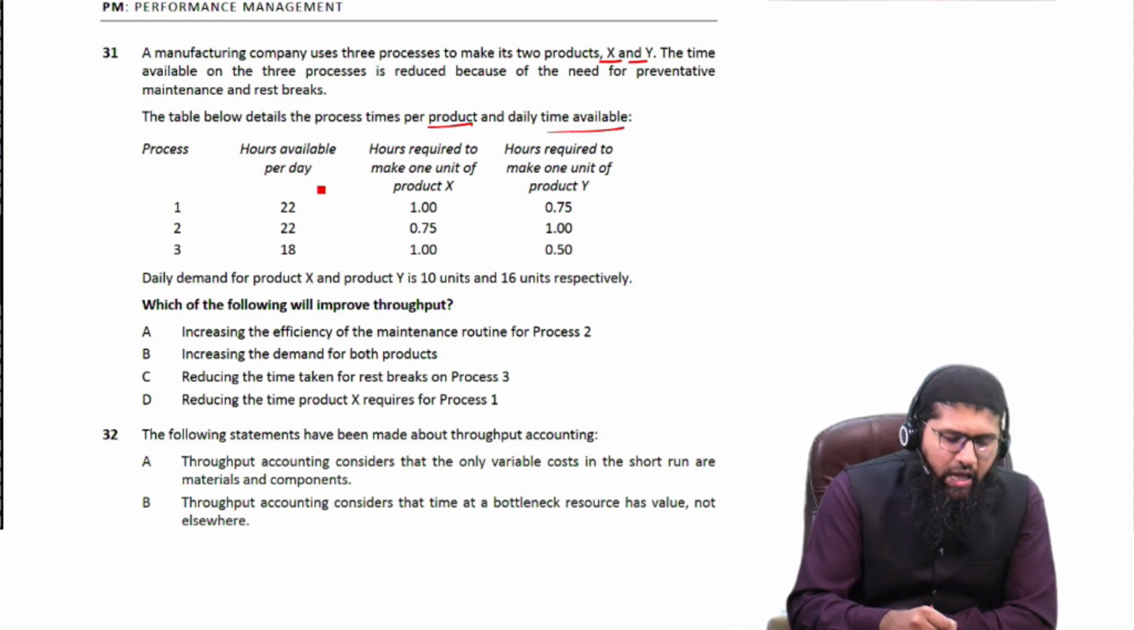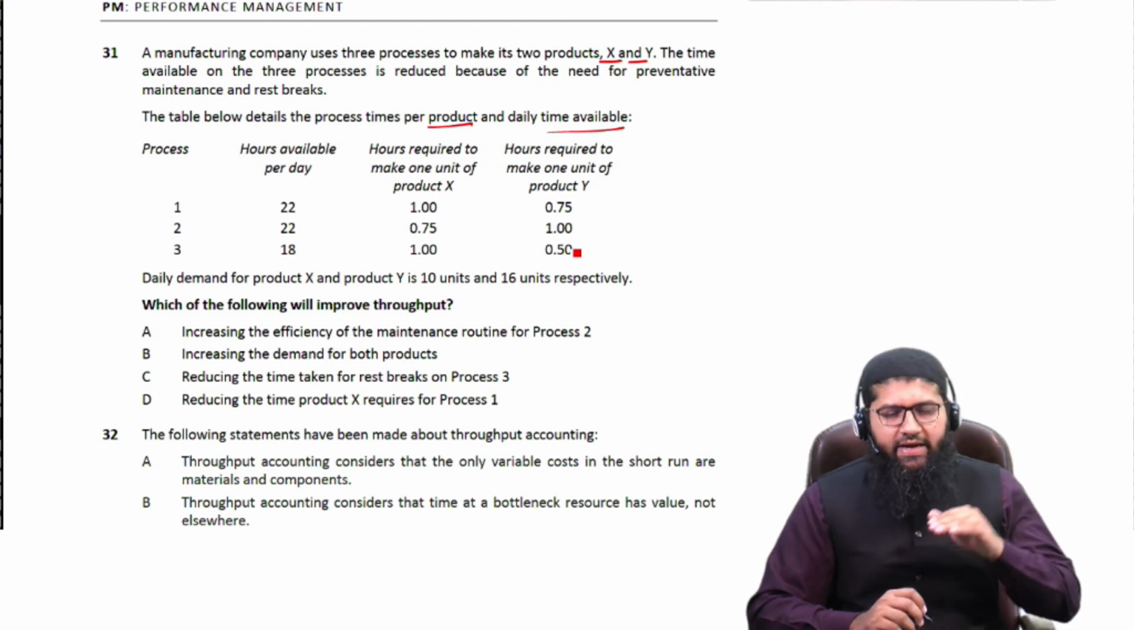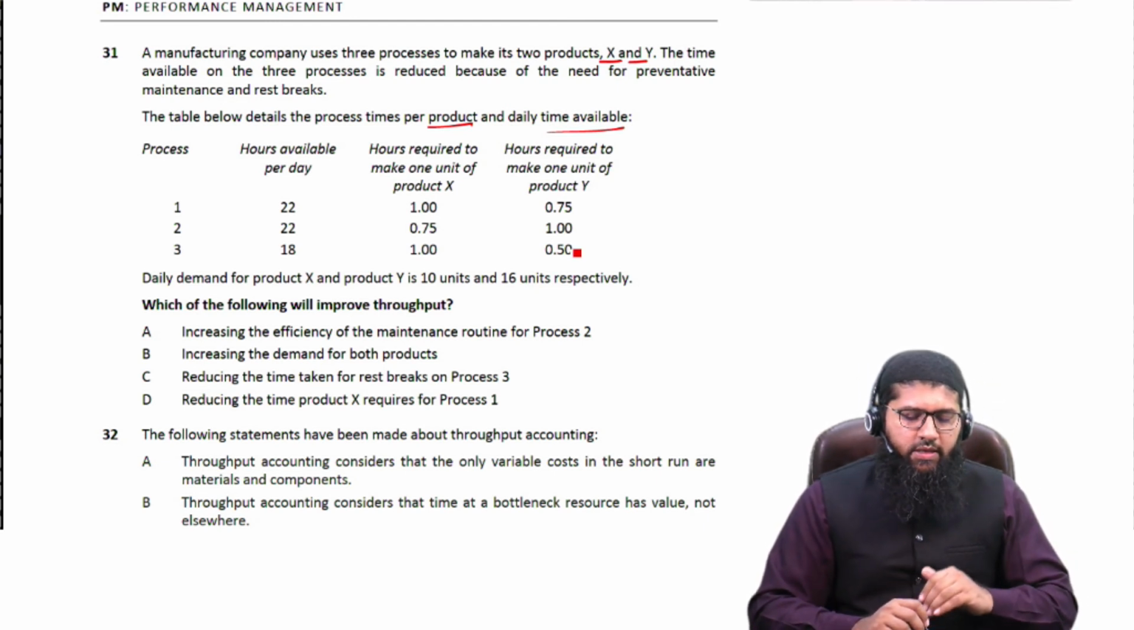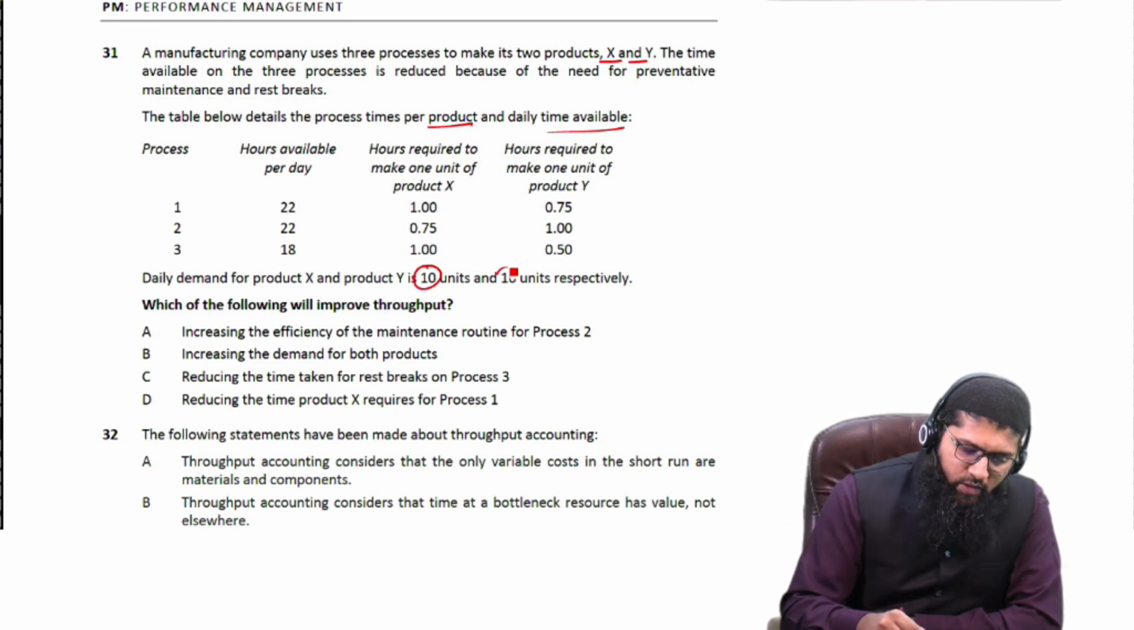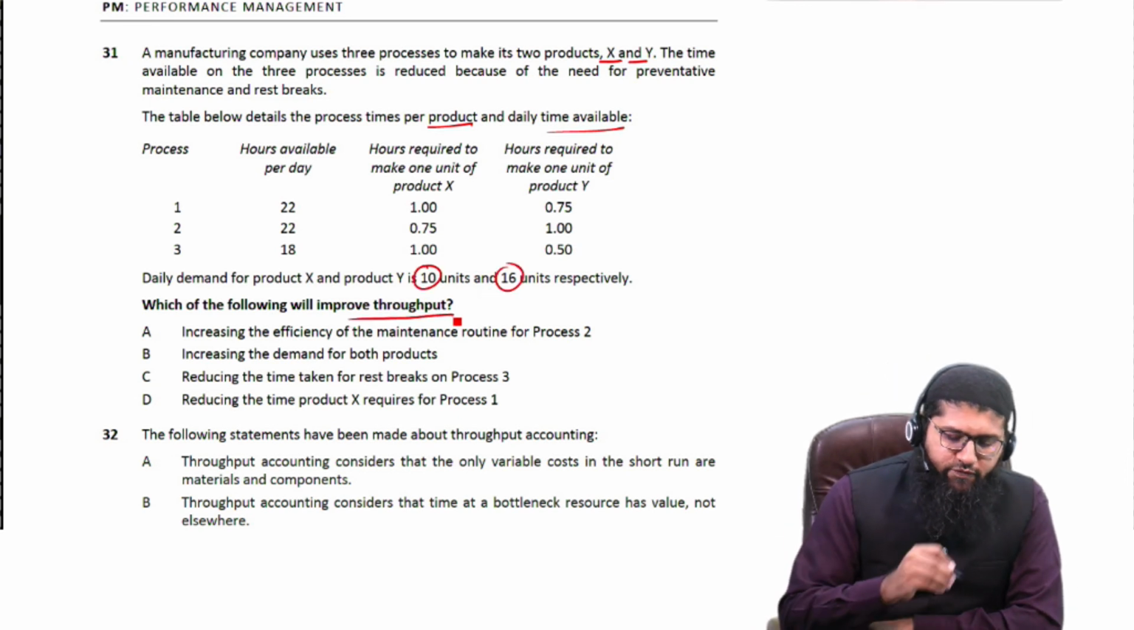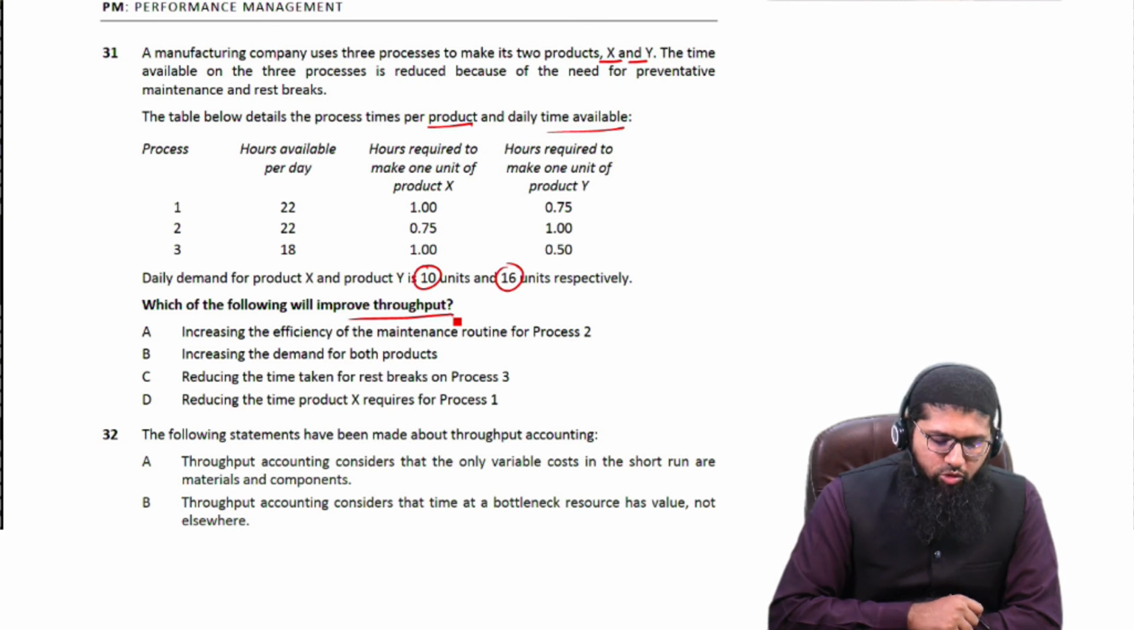Process 1, 2, 3, hours available per day. Hours required to make one unit of product X is this. Hours required to make one unit of product Y. Now daily demand for product X is 10 and product Y is 16 units respectively. Which of the following will improve throughput? It's saying which of the following will improve the throughput.